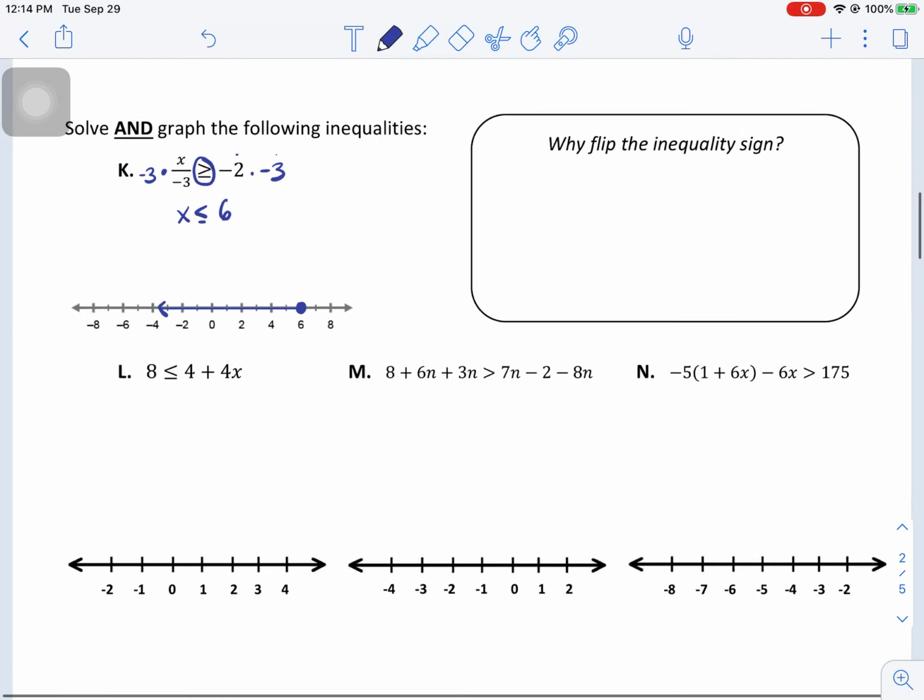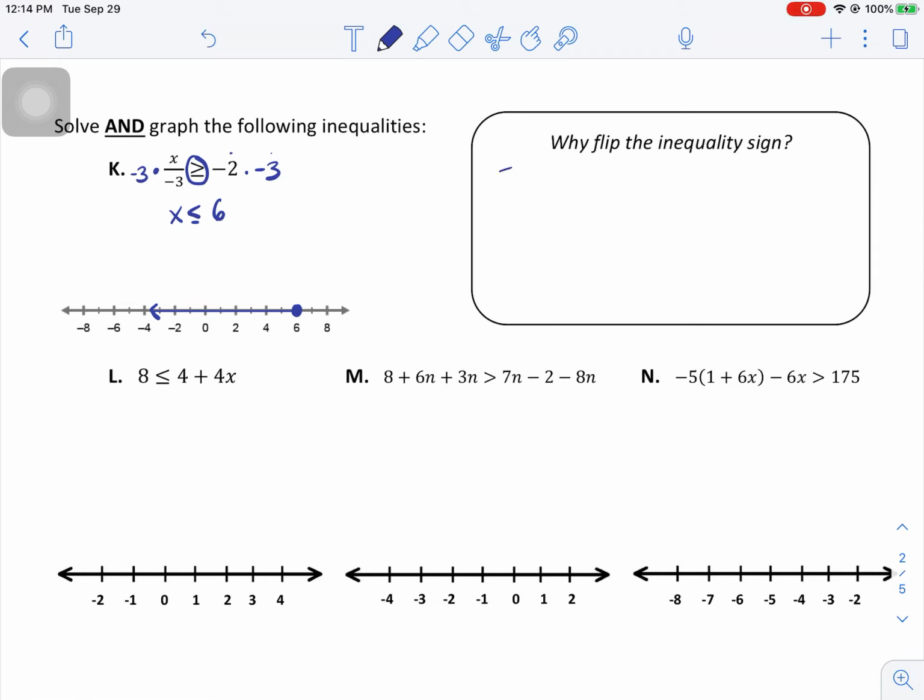Why flip the inequality sign? Okay, let's talk about it. So let's first say flip whenever we multiply or divide by negative.